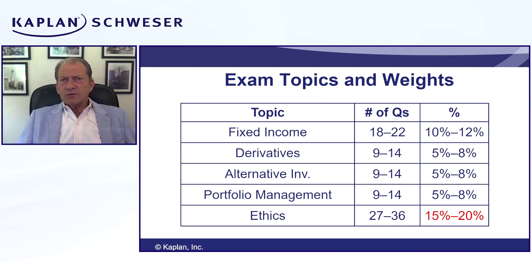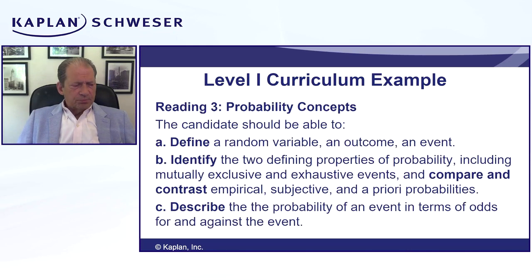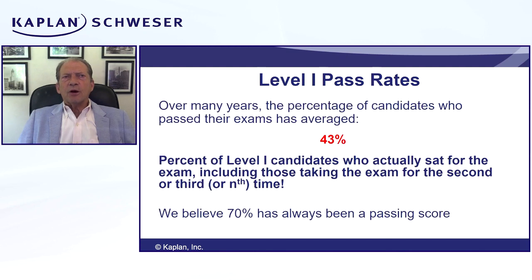Now, as we'll see, there's 180 questions on your level 1 exam. So for ethics, that means that's going to be 27 to 36 questions. Put that there to get your attention. Fixed income, 18 to 22. If we go back to financial statements and reporting, whatever they're calling it these days, the accounting stuff, okay, 23 to 31 questions there. So, as you're studying, keep that in mind. You're preparing for this exam, and that's what's going to be on it.